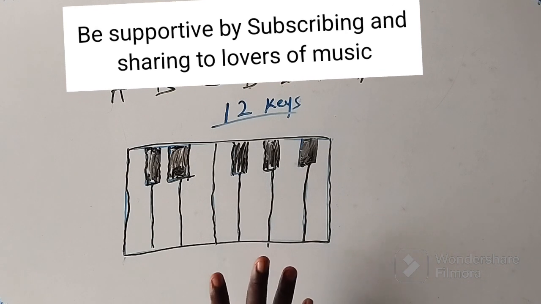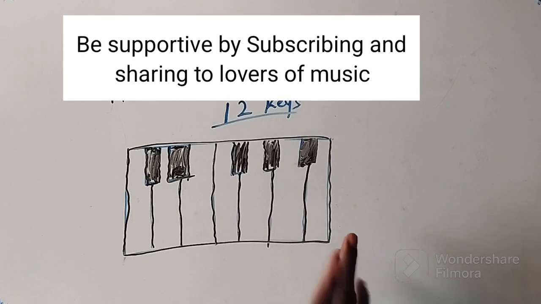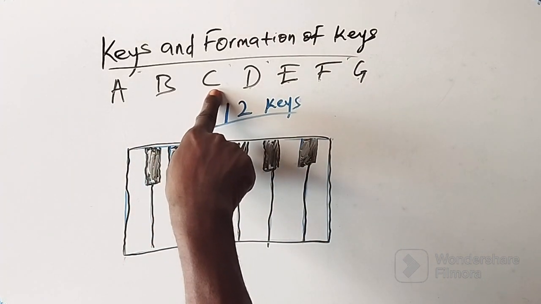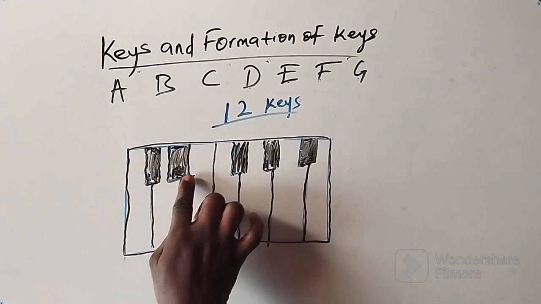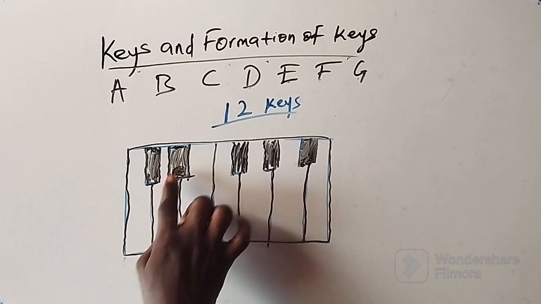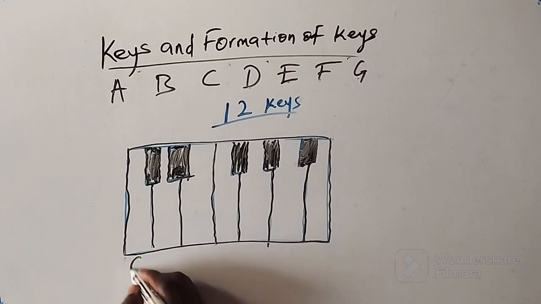So coming to this now, some keyboards start with C, some start with F, some you can construct to start with any key. It doesn't concern you. But what you should look at, number 1, for you to know key C, look at these two blacks that are closer. The white note before them is what we call key C.